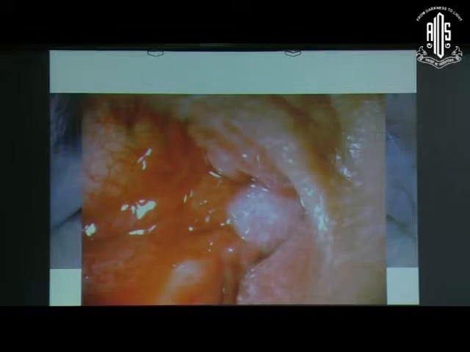Caruncle, you can have any tumors in the caruncle, right? Because you have hairs, you have sebaceous glands, anything. Papilloma? OSSN? All right, yeah. So history is very, very important.